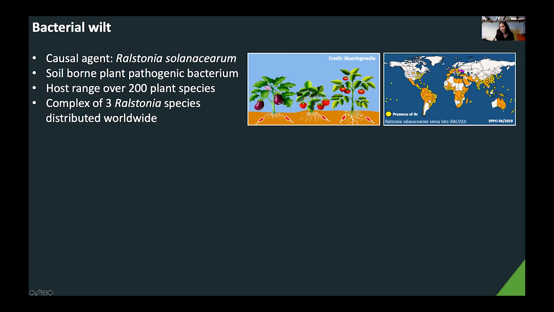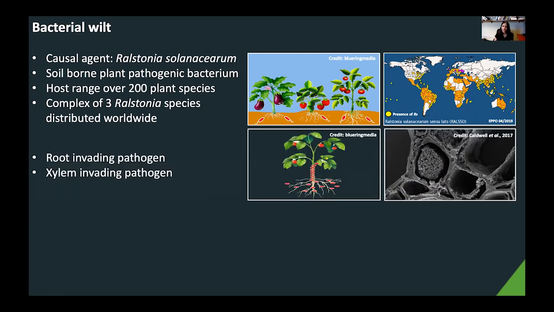In my lab, we focus on a strain of Ralstonia called K60 that is found in the southeastern United States, really common in Florida and Virginia. So again, it's a root invading pathogen, lives in the soil. First point of contact is the roots. And it often gets into root systems through wounds that are created when lateral roots emerge from the primary root.